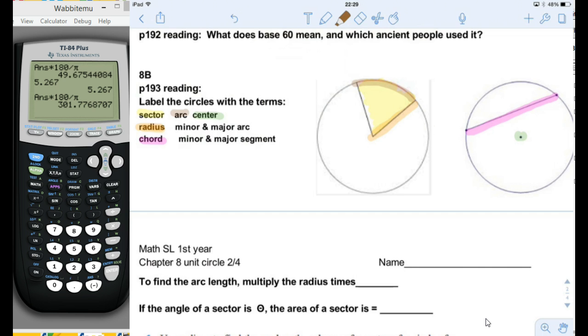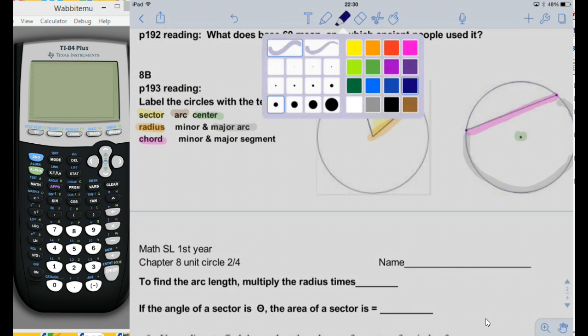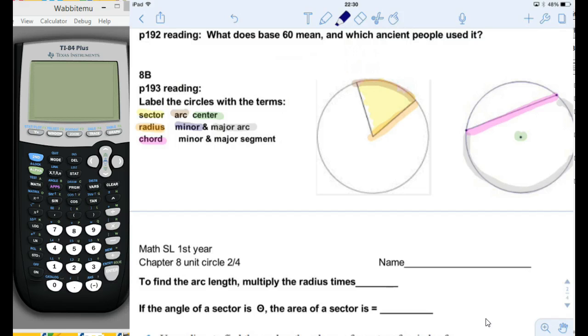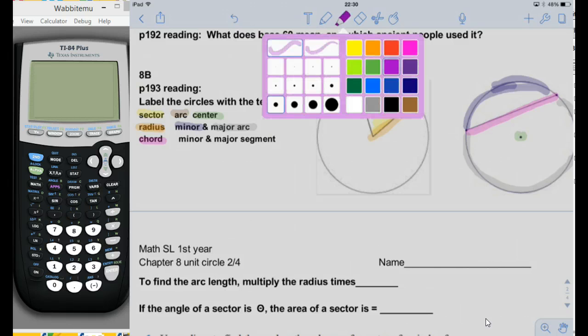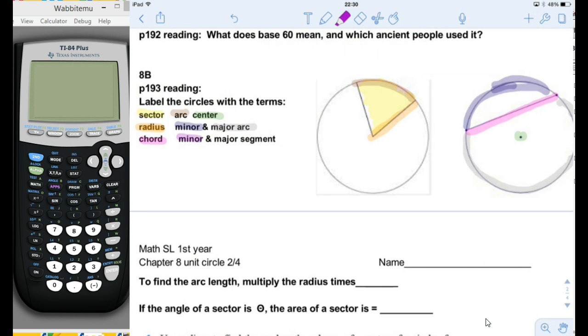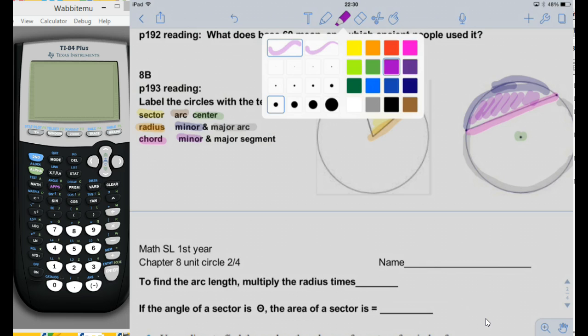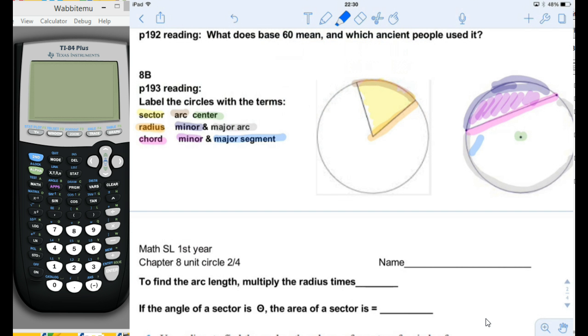Major and minor arc. Okay, so like let's say major arc. What's a major arc? A major arc would be an arc that is more than half the circle, like that. Okay, and then a minor arc would be the smaller part. And segment. Segment is like an apple segment or an orange segment. Minor segment would be the smaller part of the apple. And the major segment would be the larger part of the apple.